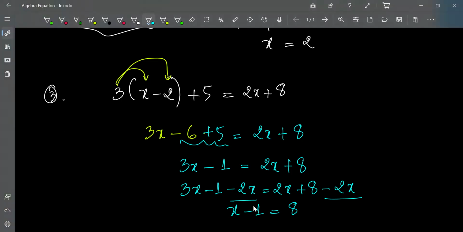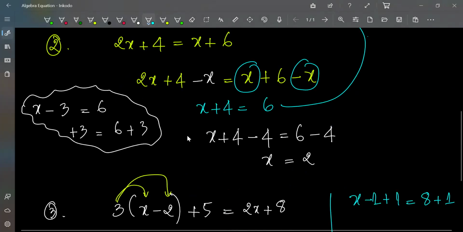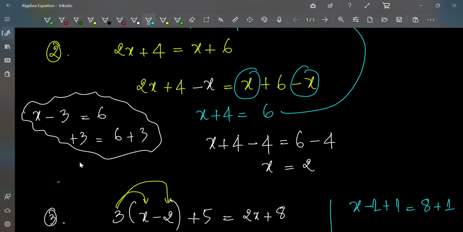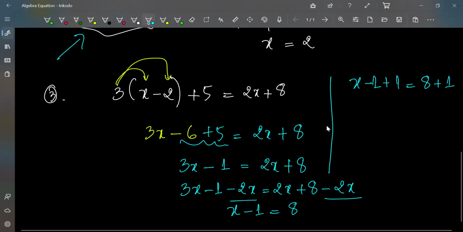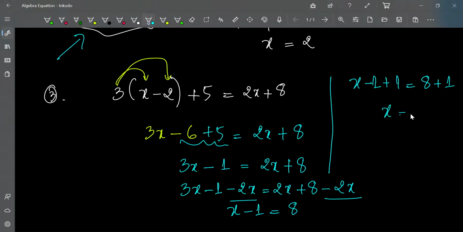Now let's remove minus 1 from the first side. Yes. So now we need to add 1 in both sides. Right? Like I explained to you. Yes, this. So negative 1 plus 1 is equal to 0. So we get x equal to 8 plus 1, which is 9.